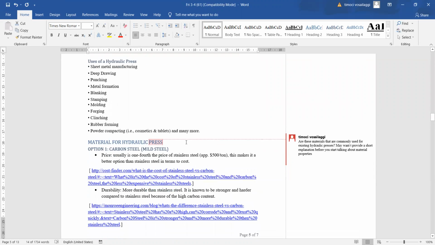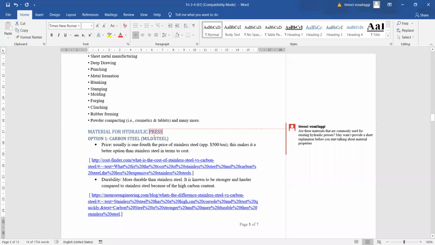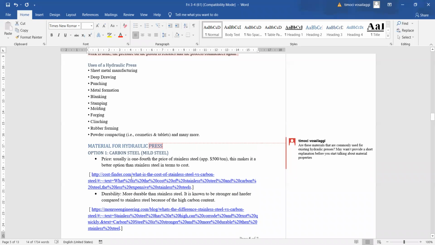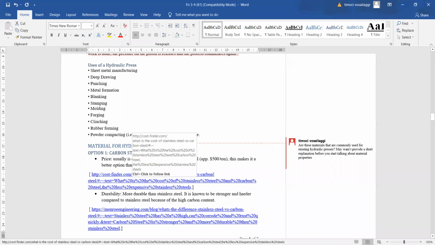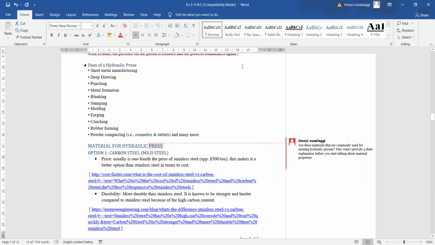Materials for hydraulic press. Now, I wanted to ask you guys, are these materials that are already used in hydraulic press manufacture, or are these the materials that you have been looking at, or the materials that you're interested in using?